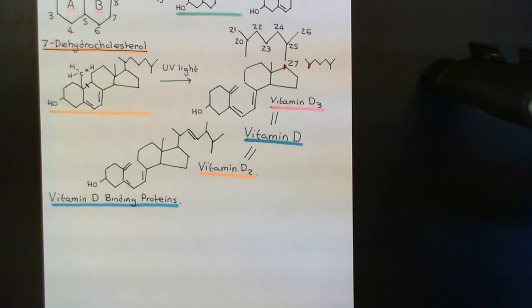Now let's talk about the function of vitamin D. We have vitamin D in the bloodstream. What is it actually doing? Well, the answer is not that much, because vitamin D is not the active form. In order to actually do something, it needs to be converted into the active form, and the active form is 1,25-dihydroxyvitamin D. In order to convert vitamin D into 1,25-dihydroxyvitamin D, we firstly need to convert it into 25-hydroxyvitamin D, and this is occurring all the time.